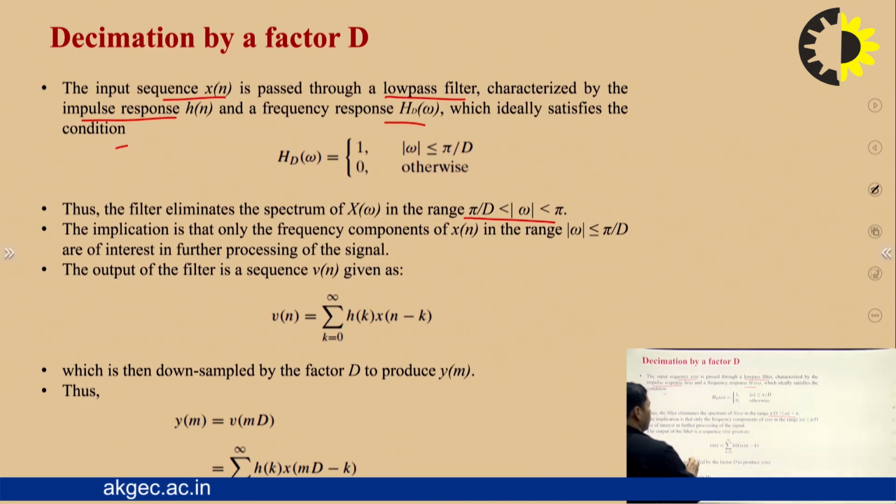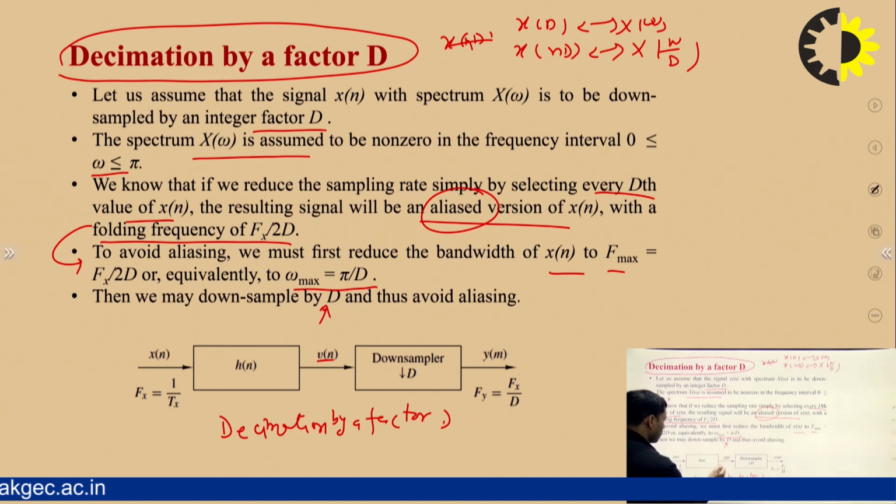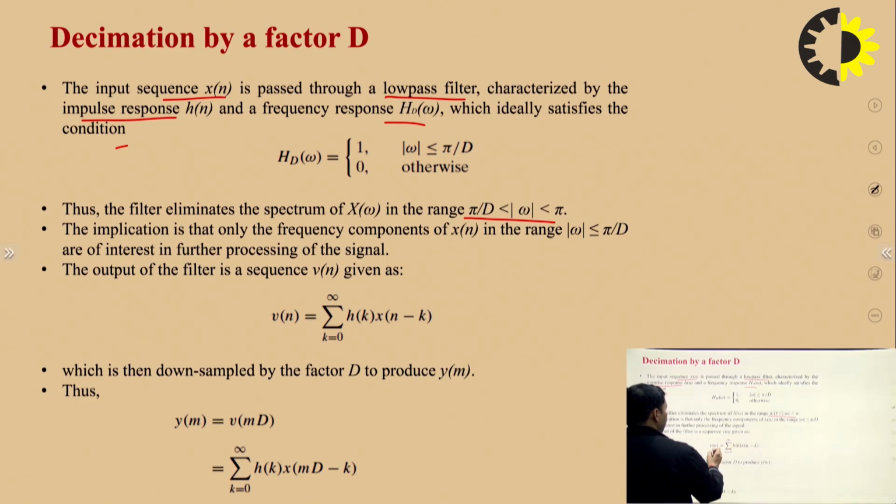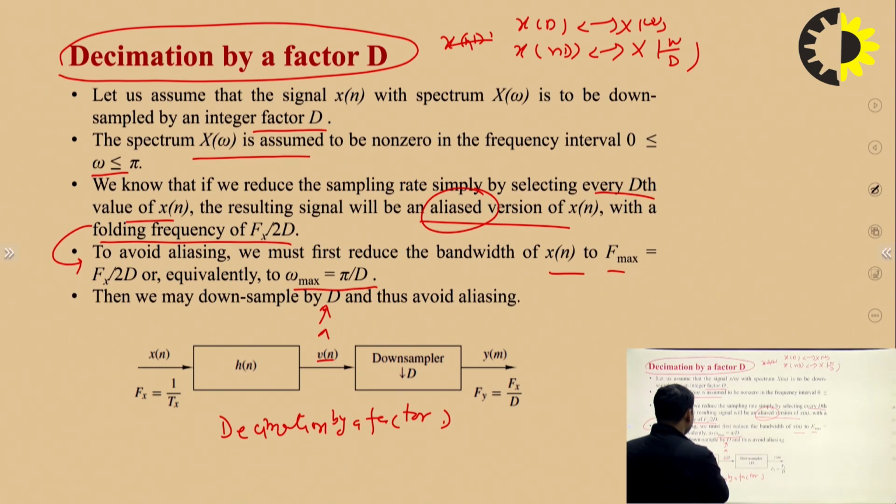So, the output of the filter, the sequence v(n), is given by the impulse response convolved with this x(n). So, we can write v(n) equals summation of k equals 0 to infinity h(k) x(n minus k), because in an LTI system, the input is convolved with the impulse response to give the output.